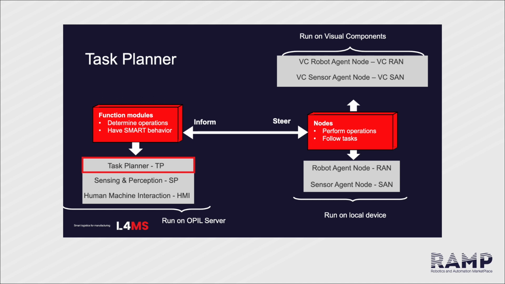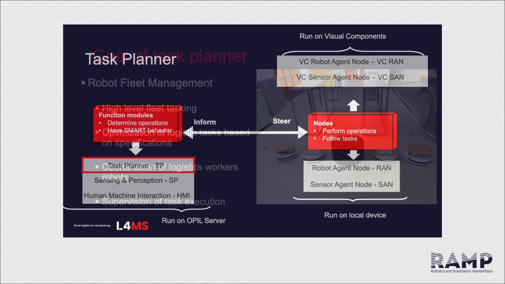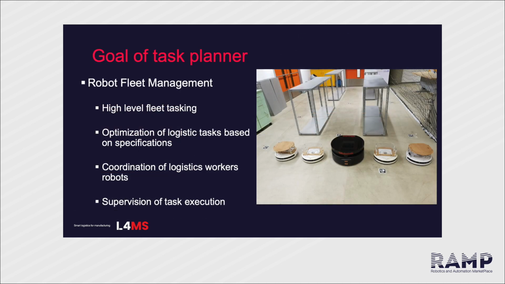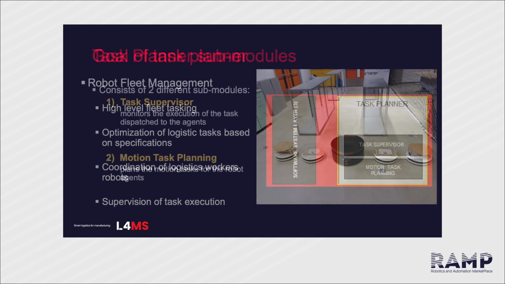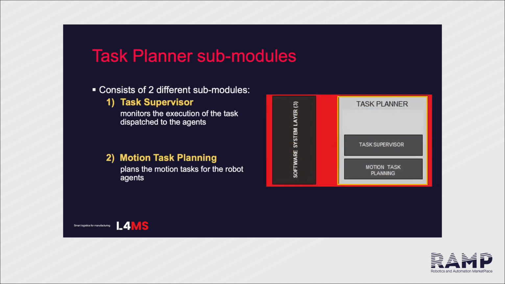Another module that runs on the OPIL server is the Task Planner module. The main goal of the Task Planner is to manage the fleet of the robots. All logistic tasks are optimized based on specifications. The whole task execution is supervised by components of this module. The Task Planner consists of two sub-modules, the Task Supervisor and the Motion Tasks Planning.